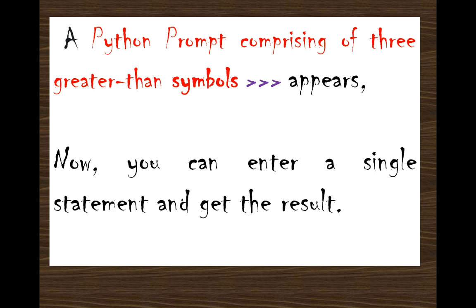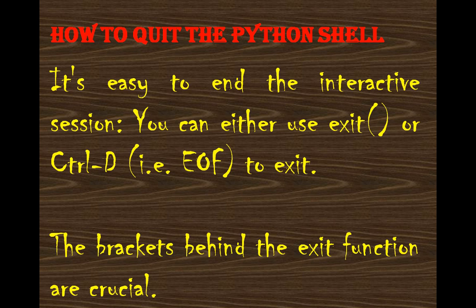But before learning how to write a program, we should also know how to quit the Python shell. It is easy to end the interactive session. When you have finished your work, you have to close that shell. This can be done either by typing exit followed by round brackets, or by pressing Ctrl D. The brackets after exit are essential; without them, the command won't work. So either type this or press Ctrl D, which is end of file, to exit from the prompt.